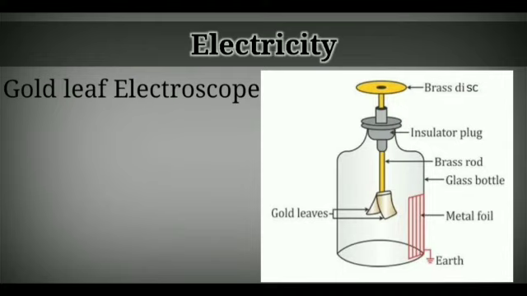When the brass disc of the electroscope is touched by a charged object, electric charge gets transferred to the gold leaves through the rod. This results in the gold leaves moving away from each other. This happens because both the leaves have similar charges.